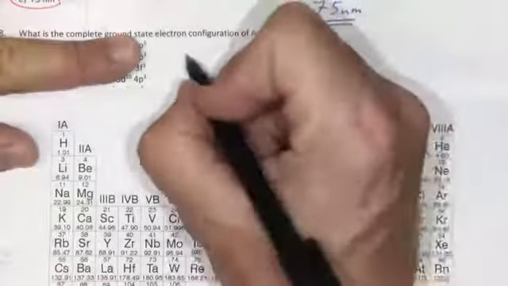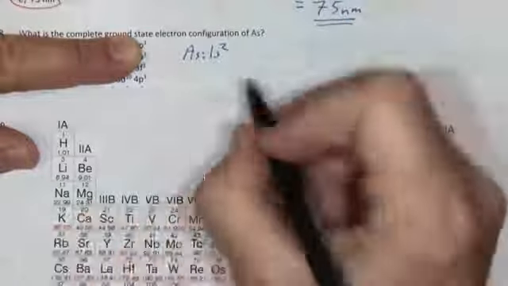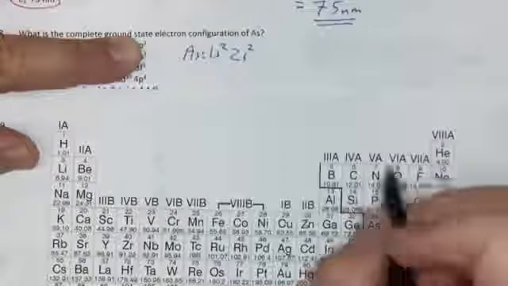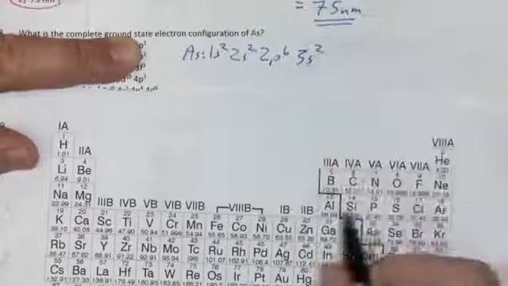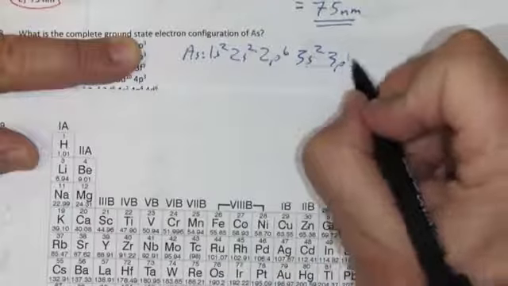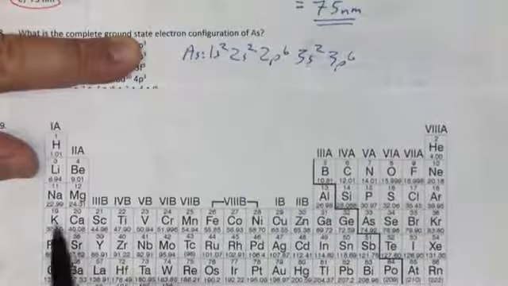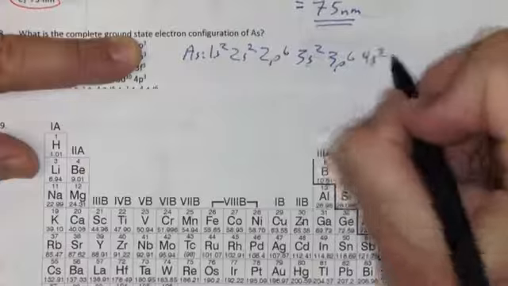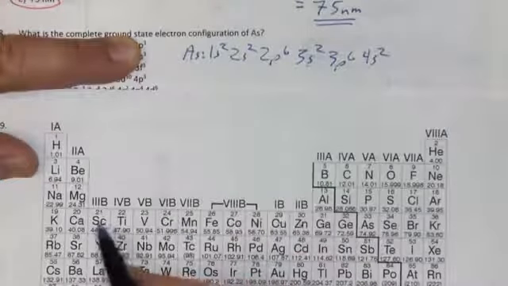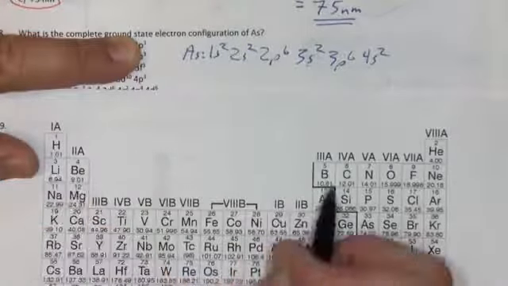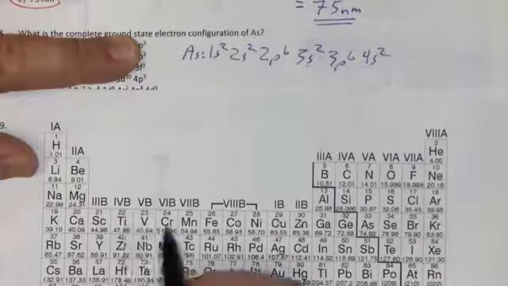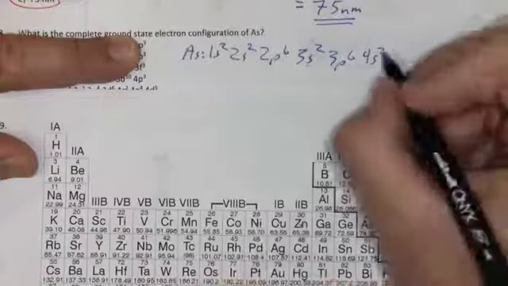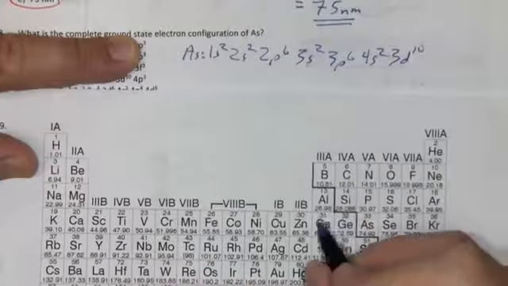I'm going to start up here, 1s2. Arsenic is 1s2, and then we go across 2s2, and then 2p6, then 3s2, and then 3p6, and then we go across to 4s2. Now we're in the d block. The d block starts with 3. The s block starts with 1. The p block starts with 2. The d block starts with 3. 3d10. 1, 2, 3, 4, 5, 6, 7, 8, 9, 10. 3d10. And then we're back to the p block.